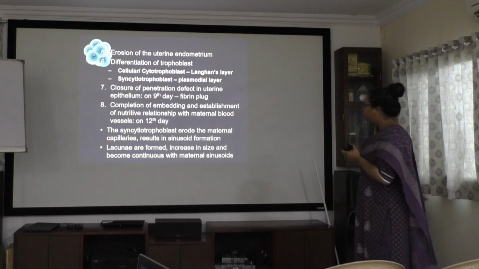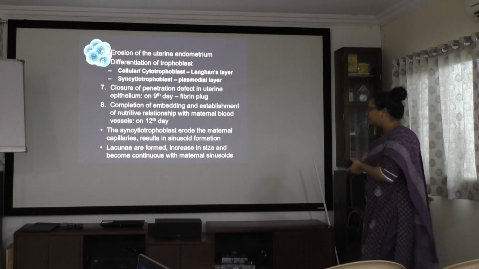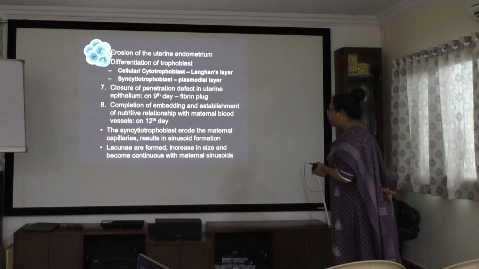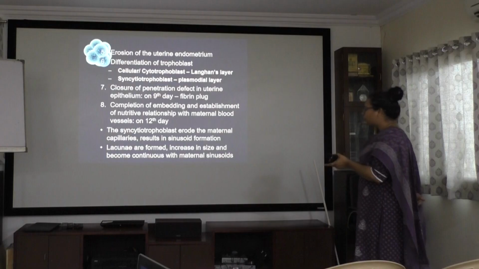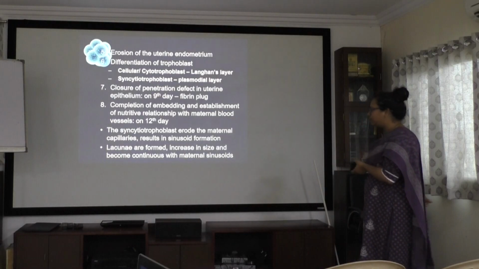The syncytial trophoblast erodes the maternal capillaries, resulting in sinusoid formation. Several lacunae are formed inside the syncytial trophoblast, which increase in size and become continuous with the maternal sinusoids.